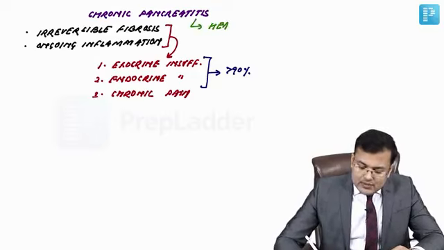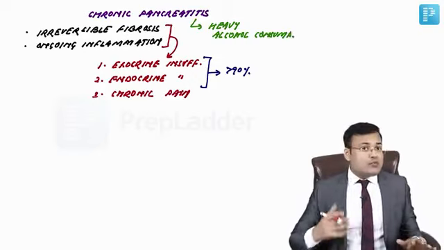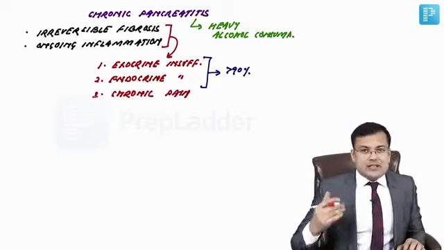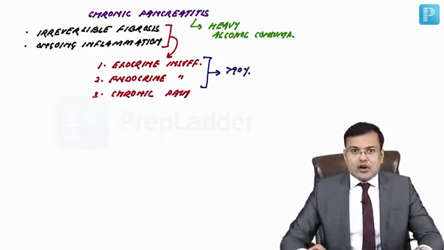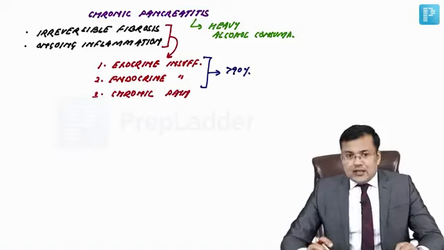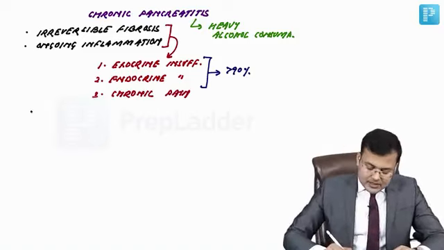Heavy alcohol consumption. And there are certain environmental factors like smoking, and smoking has a synergistic effect with alcohol, so it increases the risk of chronic pancreatitis. Since there is chronic pain, there is exocrine insufficiency and endocrine insufficiency.